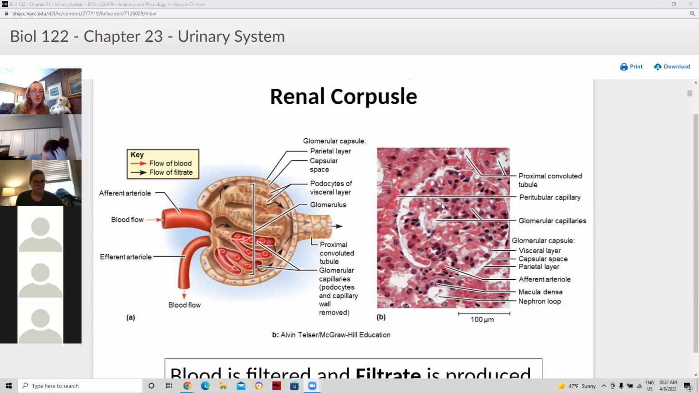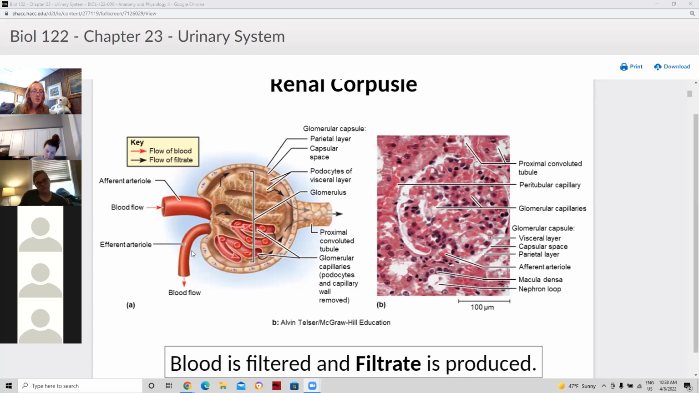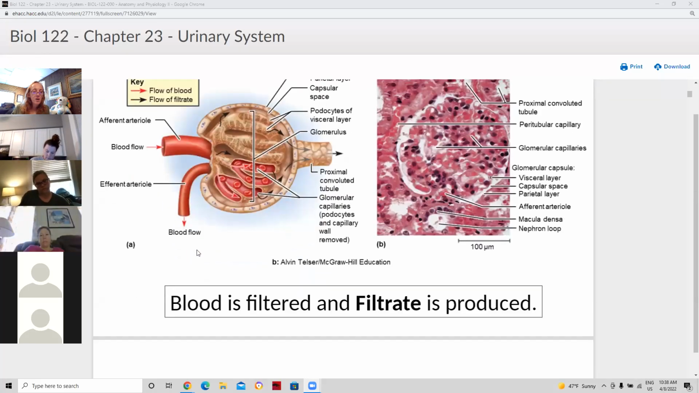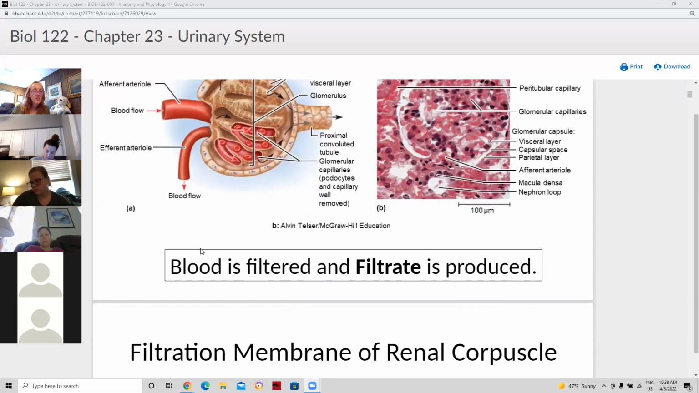So the glomerular capillaries, and surrounding the tubules are the peritubular capillaries. An afferent arteriole is bringing the blood into the glomerulus, and the efferent arteriole is taking blood out. The blood is going to be filtered here and filtrate will be produced.